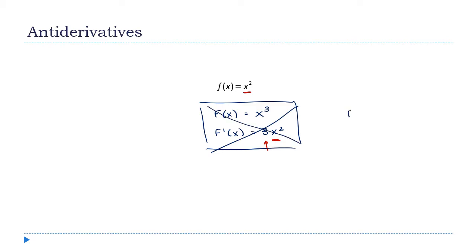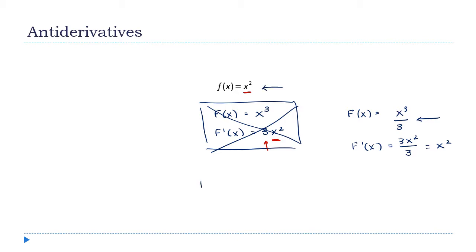So let's see if we can try again. I'm going to let capital F of x equal x to the third, because that part was good. The exponent did what I wanted, but I ended up with this 3 out in front that I didn't want. So how can I adjust for that? Well, suppose we try this. I ended up multiplying by 3 here, so suppose I divide by 3. Now what happens? Let's try again. F prime of x equals 3x squared divided by 3, which is x squared. That worked. The derivative of this function is the original function.